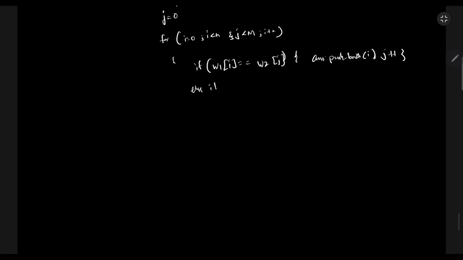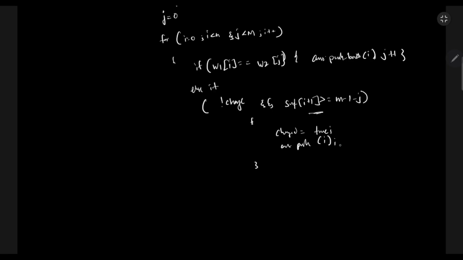Else, if we have the free change, that is we haven't used that one, and the remaining word2 is still present in the remaining word1, that is checked based on this condition, then we can use that one and we'll modify the change as true because we're using that one, and we'll push that index into the answer and we'll do z plus plus.